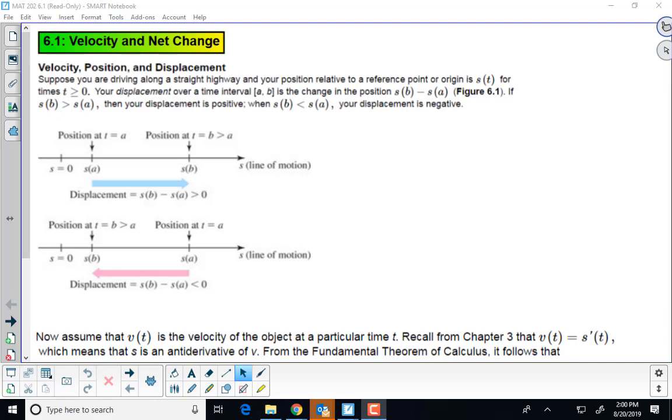So if we're talking about motion along a line, it's up to us to define which direction is positive and which direction is negative. So if the velocity is positive, it means that our motion is in the positive direction. If velocity is negative, that means the motion is in the negative direction. Do we think of that like right, left? Yeah. I mean, that's typically what we think.